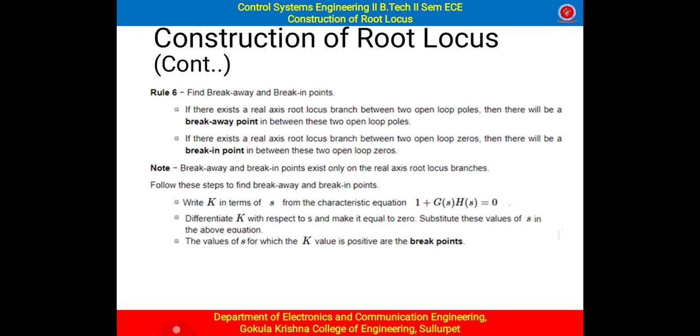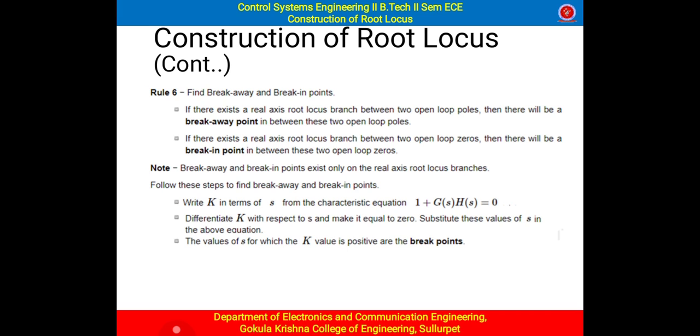See, if there exists a real axis root locus branch between two open loop poles, let's take the example. We have the real axis and there are two adjacent poles. We know that root locus branches start from the poles, and for instance, the branches start from those two poles and both move in opposite directions.